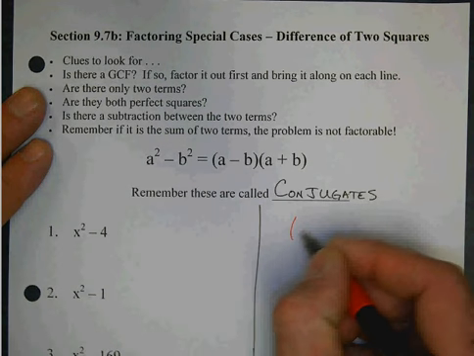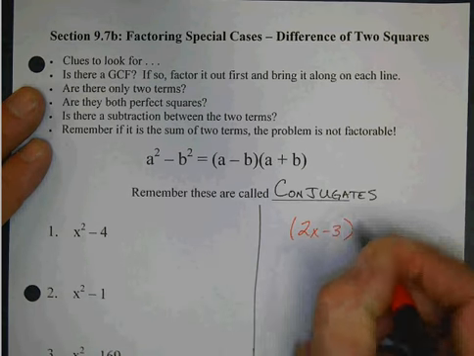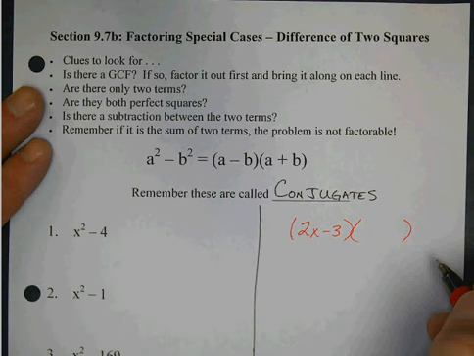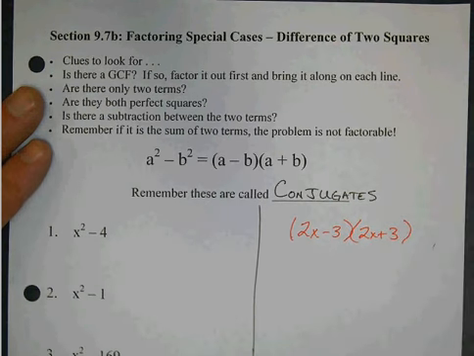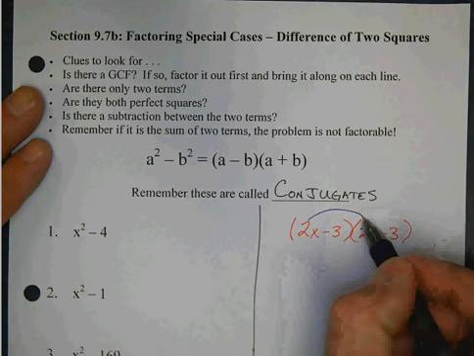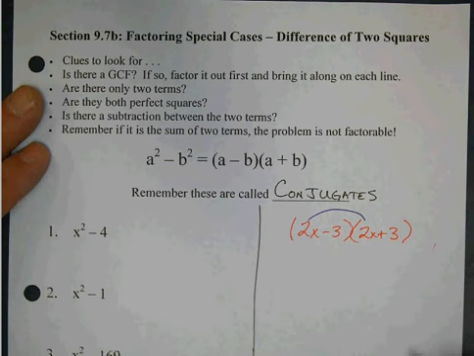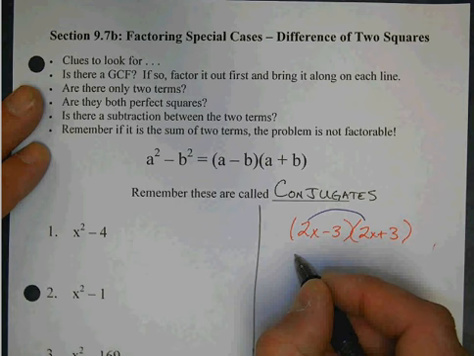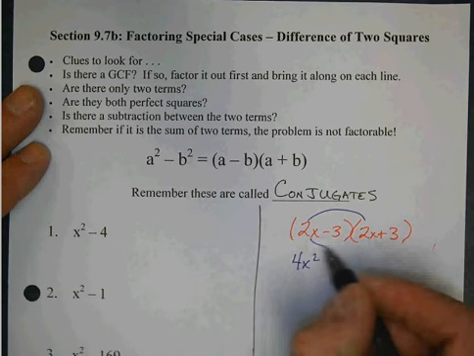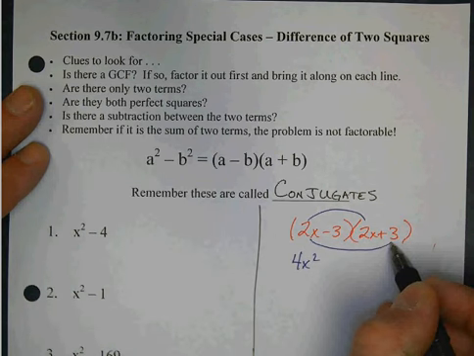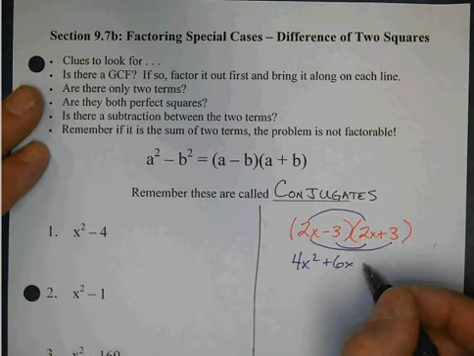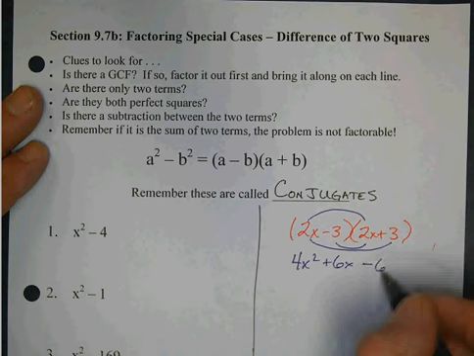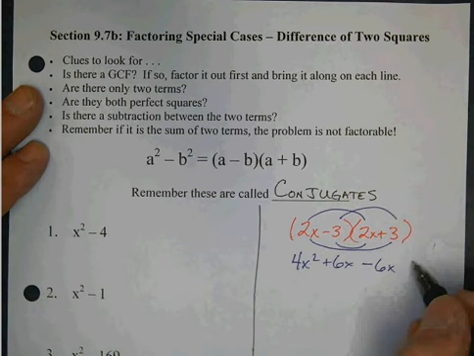This is a conjugate. 2x minus 3, what would the other half be? 2x plus 3. Now, here we go. Let's FOIL this out. 2x times 2x is? 4x squared. Okay. Outside? What do we get there? 6x. Inside? Negative 6x. Good catch. And last?